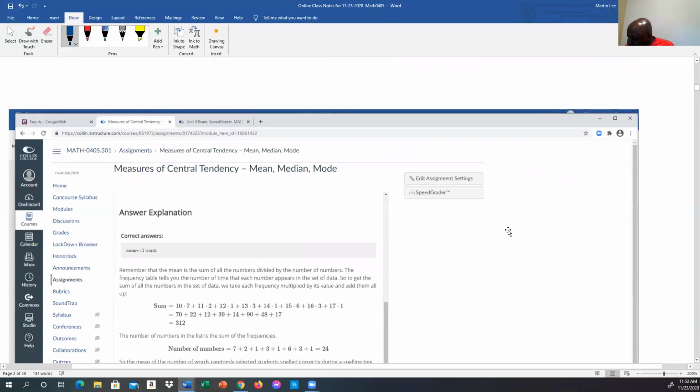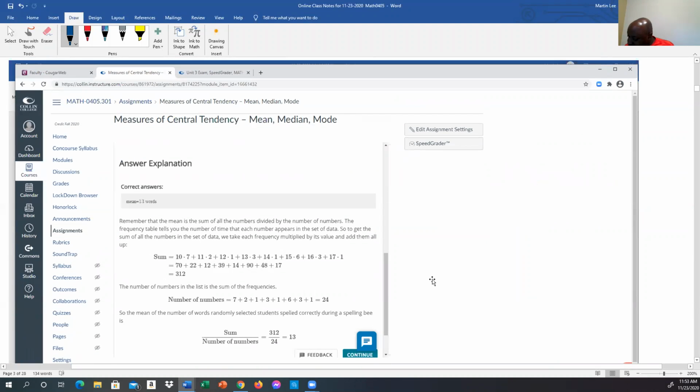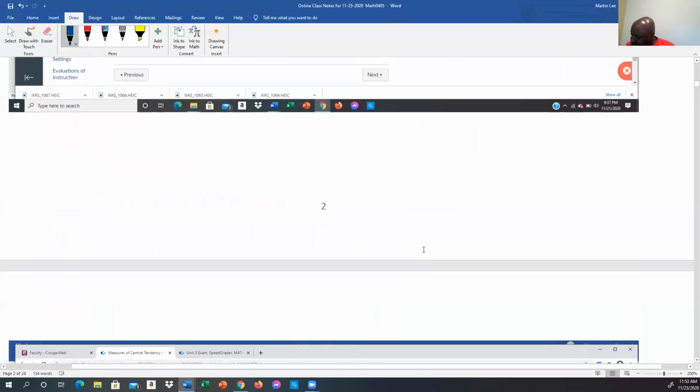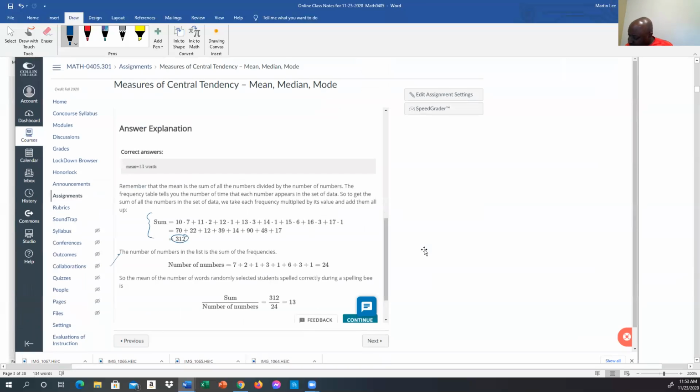So scrolling down here, this is what they did right here. And when you add all those together, you get 312. Now, right here, it says the number of numbers in the list is the sum of the frequencies. So that means when we add up all these numbers, it's going to give us our denominator of 24. So adding up all the frequencies, we get 24.